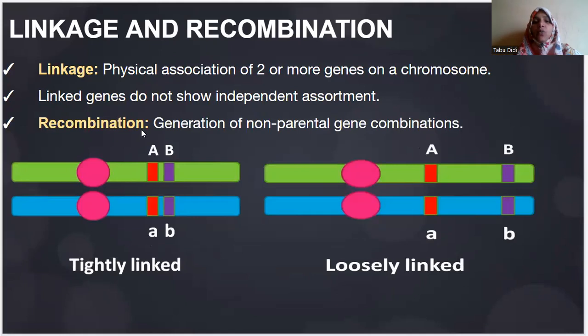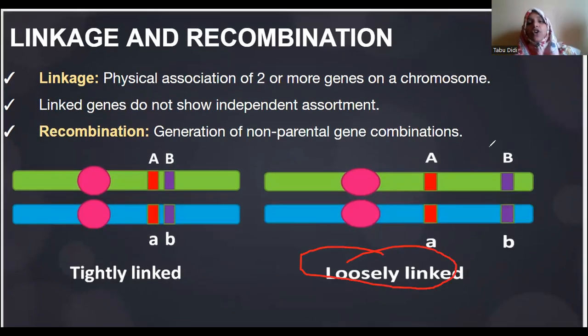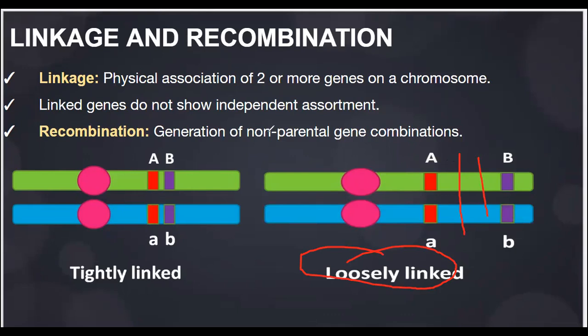And recombination will occur, generating non-parental gene combinations. When we talk about loosely linked genes, their chance of being expressed differently in the progeny is high, because there is a lot of distance between the two genes. So the non-parental gene combinations you will mostly see in this case, whereas in the other case, the progenies will look more like the parental type.